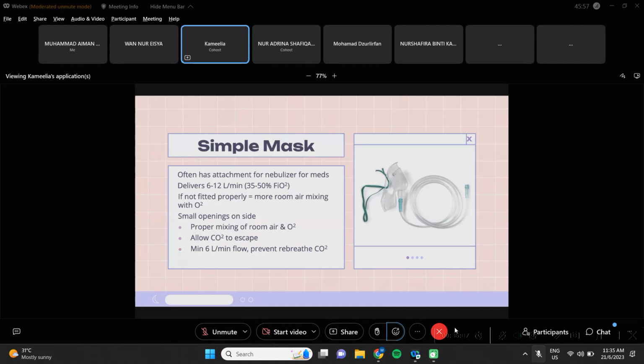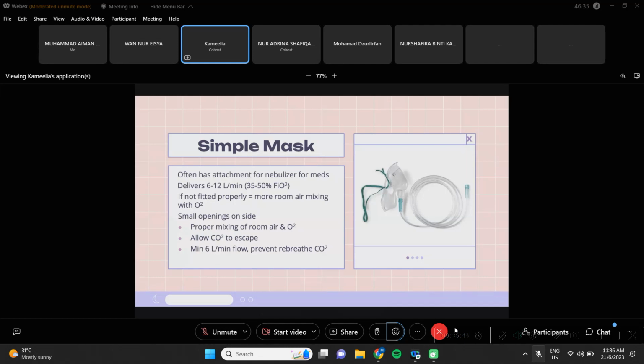So a simple mask often has an attachment for nebulizers, and this is going to be for medication delivery. There are small openings on the sides of the mask that allow for proper mixing of the delivered oxygen with room air to get the proper FiO2 concentrations. And these holes allow for CO2 to escape. So that being said, it is important that we have a minimum of 6 liters per minute of flow being delivered through there, and this is going to ensure that the CO2 is flushed out of the mask and is not rebreathed by the patient.